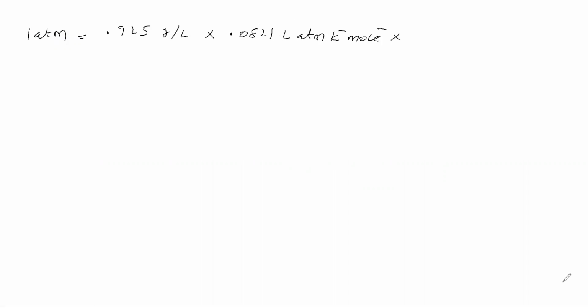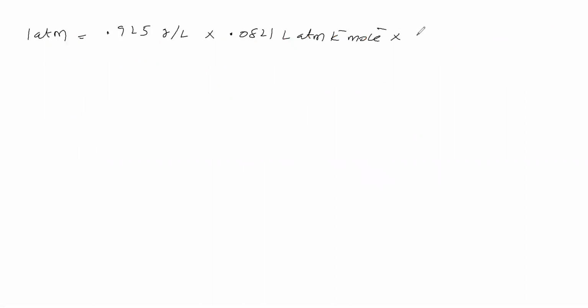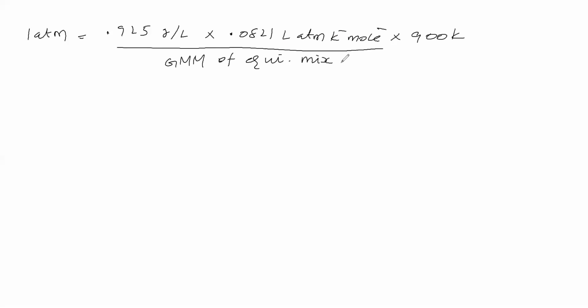Then temperature T is how much? 627 degrees Celsius, we convert this into Kelvin. Then in the denominator, gram molecular mass of equilibrium mixture is there. So from this we can get the gram molecular mass of equilibrium mixture. Simplifying, we are getting 68.35.